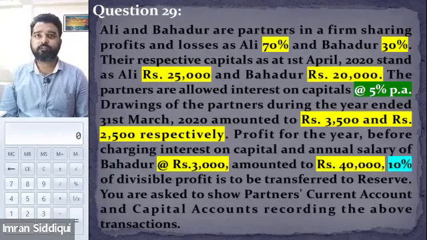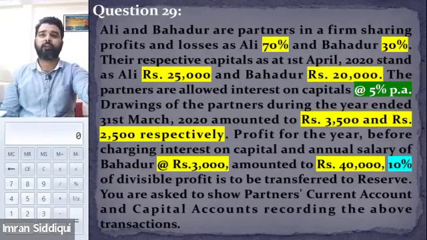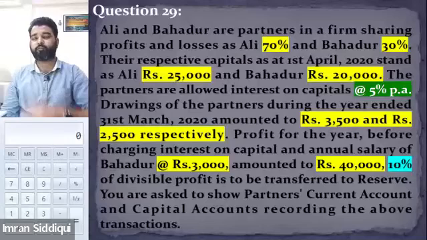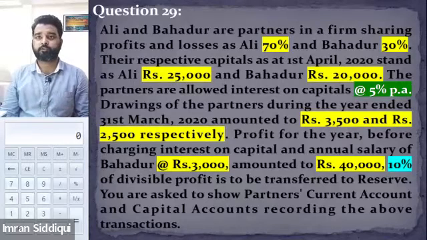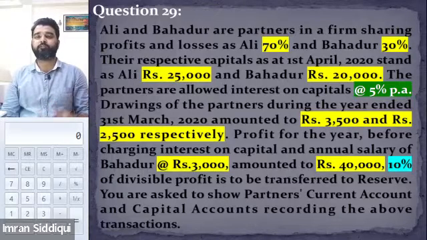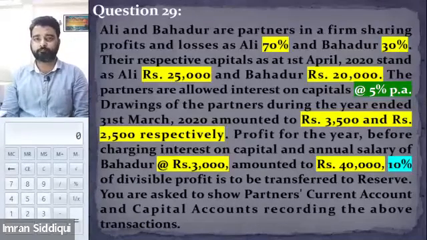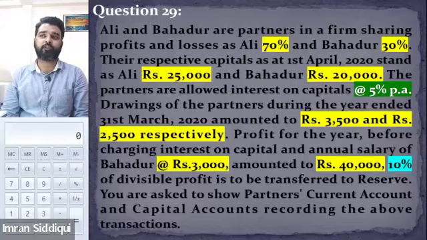there are two partners, Ali and Bahadur, and they are sharing the profits and losses of the business in the ratio of 70% and 30%. So 7:3 is their profit sharing ratio. Whatever profit is made, 70% will be taken by Ali, and the remaining 30% will be taken by Bahadur. Then their capital stood at 25,000 and Bahadur's capital is 20,000.